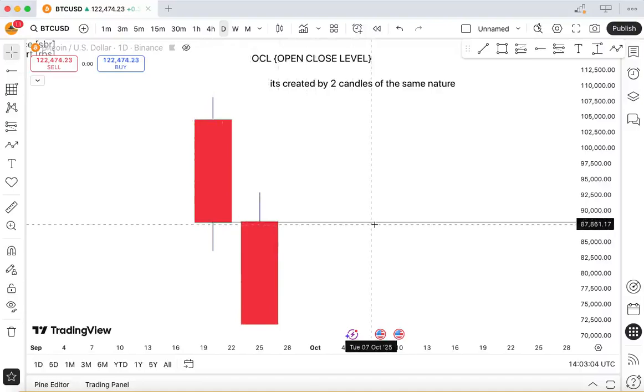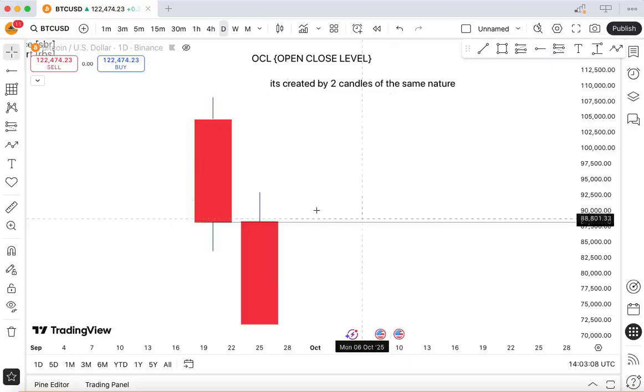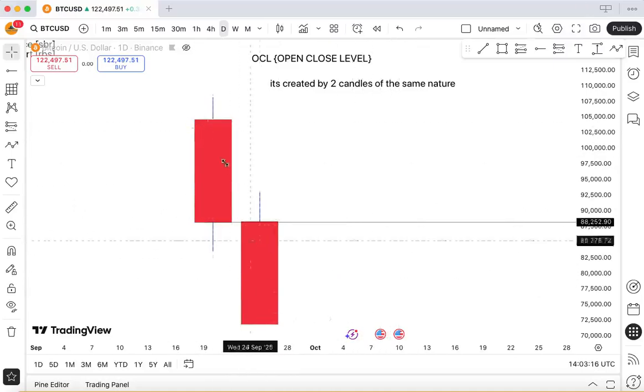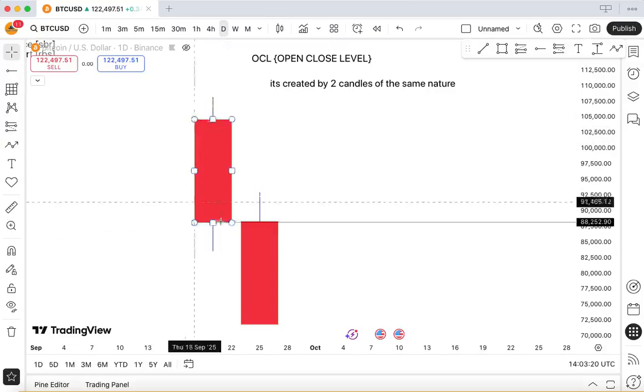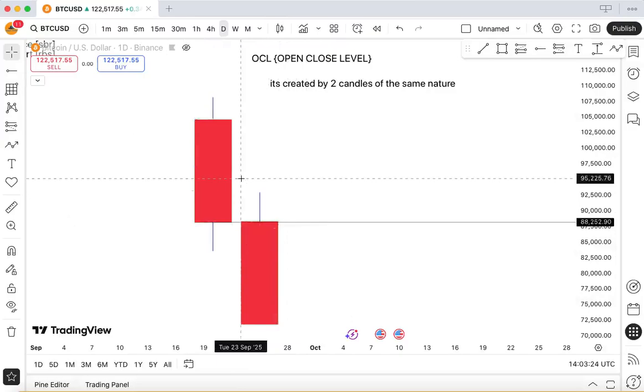Now how can we regard this? We regard this as a resistance. Why? We use resistance levels for sales. This is a bearish OCL, because these are bearish candles. If they are bullish candles, it is a bullish OCL. Due to what? They are bullish candles, and it is a level of support. We will use it for buys.